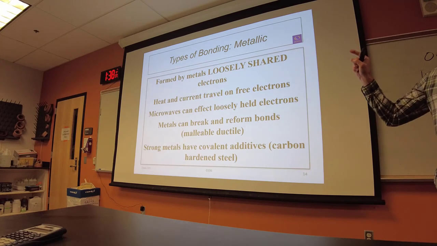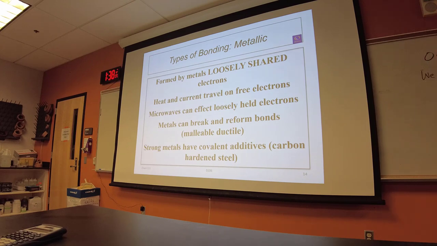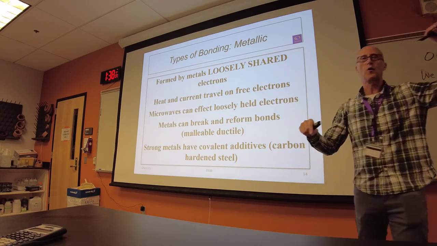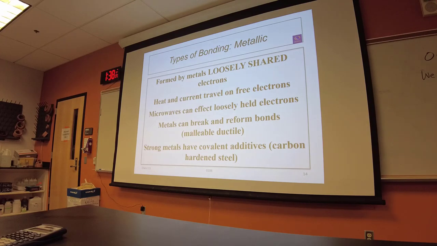So, what are we gonna say now? Shared, but loosely shared. Remember covalent? Shared, tightly shared. Polar covalent, shared, unequally shared. Tight, but unequal. And then ionic, bound by charge. Heat and current travel on free electrons, microwaves. Oh yeah, microwaves target those loosely held electrons. If you've ever put metal in the microwave, don't do it for a demo, but it'll light right up.